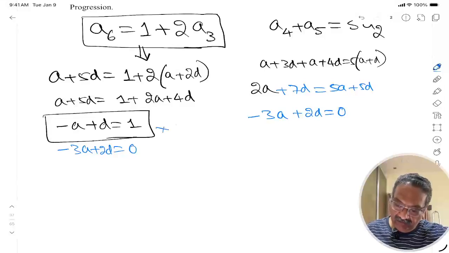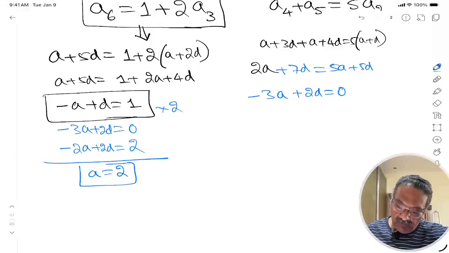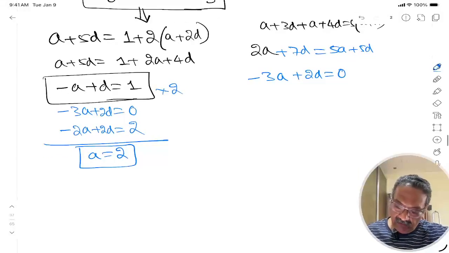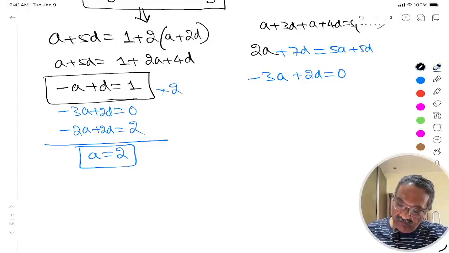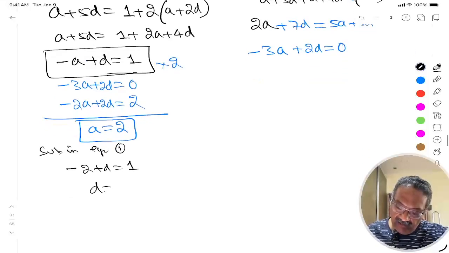I'll multiply this by 2. It becomes minus 2a plus 2d is equal to 2. If I subtract, I will get a is equal to 2 if you solve this. And once we get a is equal to 2, we'll substitute in equation 1, we get minus 2 plus d is equal to 1. So d is equal to 3.